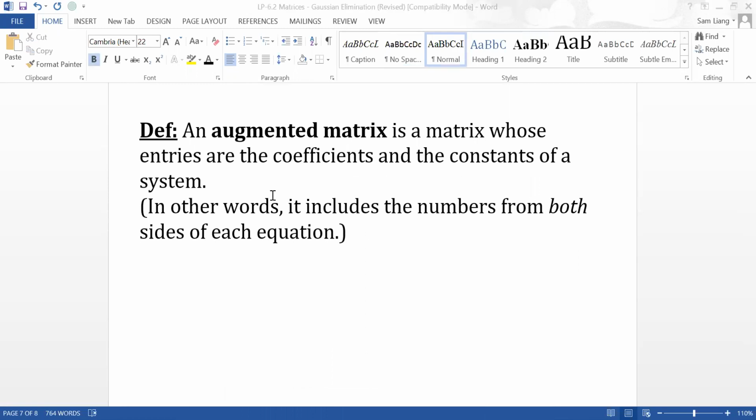An augmented matrix is a matrix whose entries are the coefficients and the constants of a system. In other words, it includes the numbers from both sides of each equation. Okay, thank you for that. So yeah, we saw this yesterday. We included both sides of the equation in the matrix, and they're just naming what that's called. It's an augmented matrix.